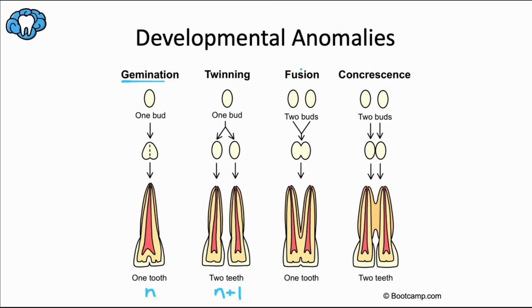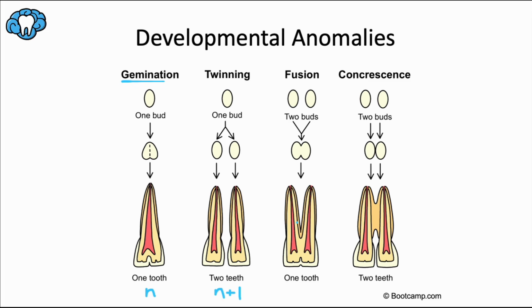Next, we have fusion, which is sort of the opposite issue. We have 2 tooth buds next to each other that end up fusing at the dentin layer, as well as the cementum and enamel layers, to create one very large tooth, but with separate pulp chambers, pulp canals, and roots.